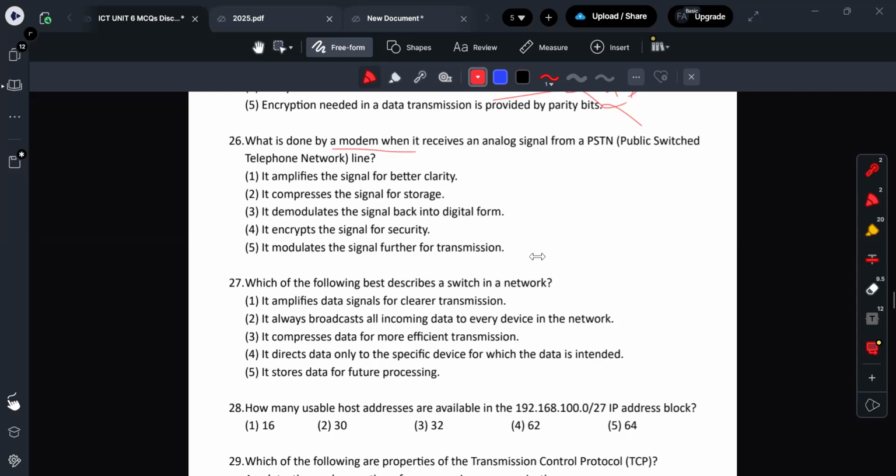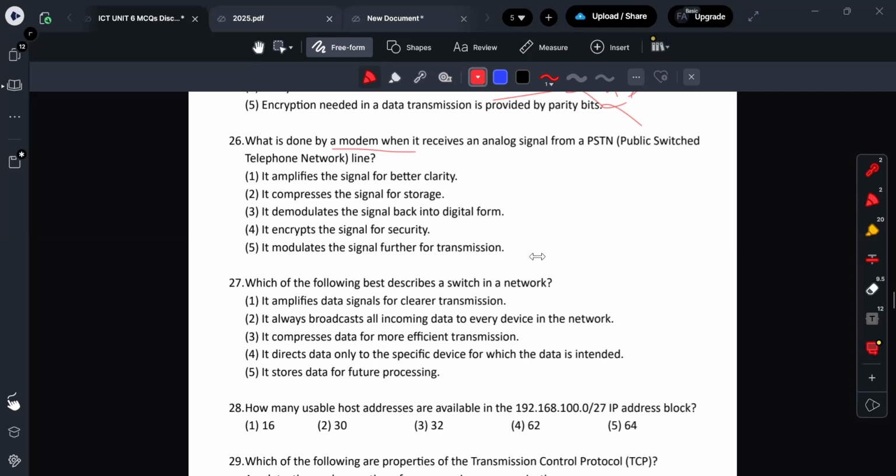So what is modulation? It converts the digital signals, zeros and ones, from a computer into analog waveforms so that it can travel over telephone lines. So modulation is converting digital signals into analog waveforms. Demodulation is when receiving data, it takes the incoming analog waveform and converts it back into digital signals. And why do we do that? Why do we convert it back into digital signals? So that the computer can read it.